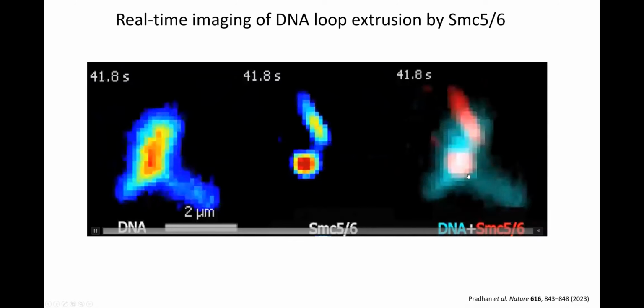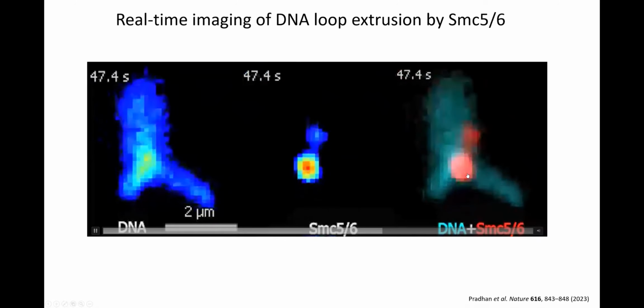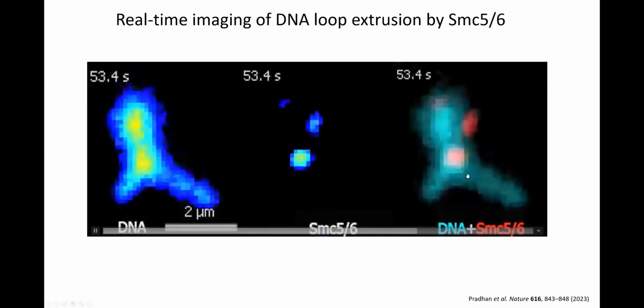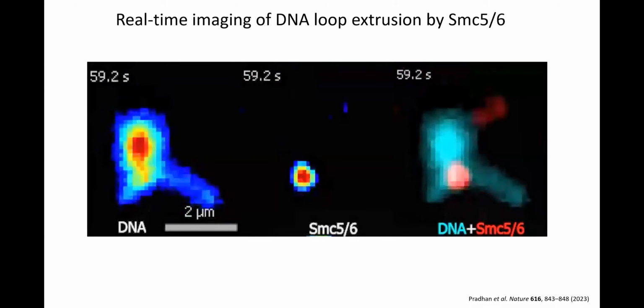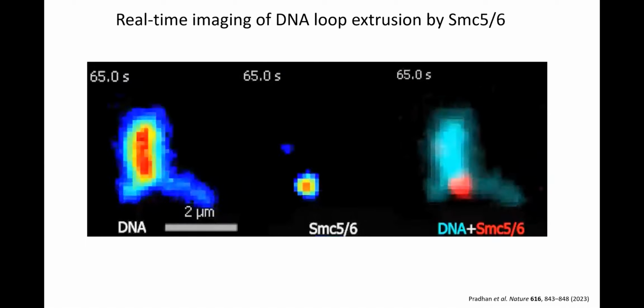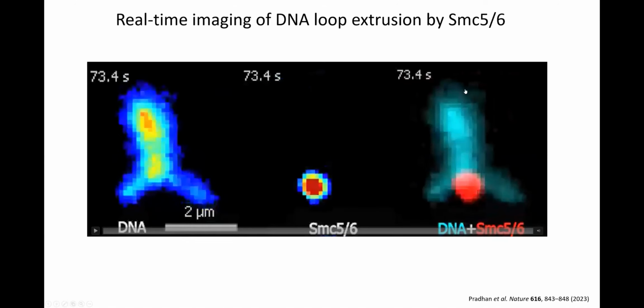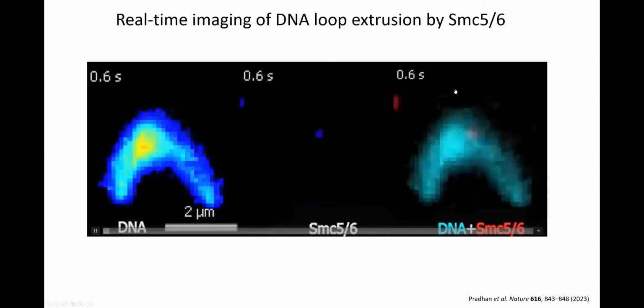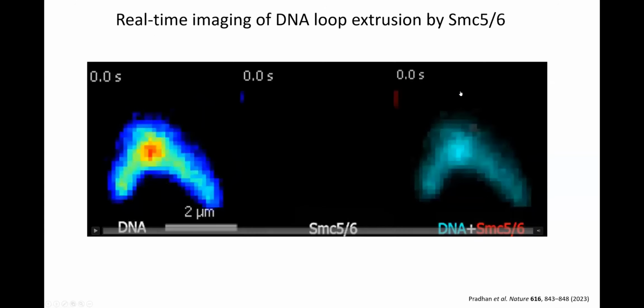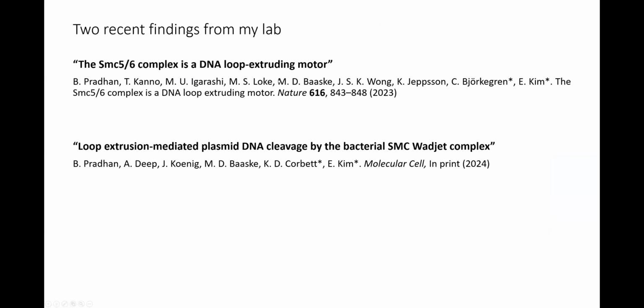So this direct visualization of the loop formation process, and the fact that the loop always started as a very small punctum but gradually increased its length, directly confirmed that these proteins are indeed active motor proteins that can generate loops by the extrusion process. So here I gave you an example video of how we can visualize this single-molecule interaction process between the SMC motor proteins and DNA.